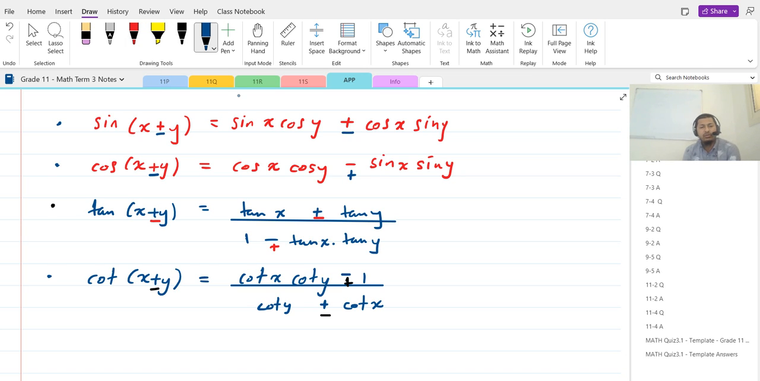Remember, we still have to verify. I don't expect you to learn all this, right? Just sine and cos is fine. From sine and cos we can derive tan and cot in problem solving, of course.